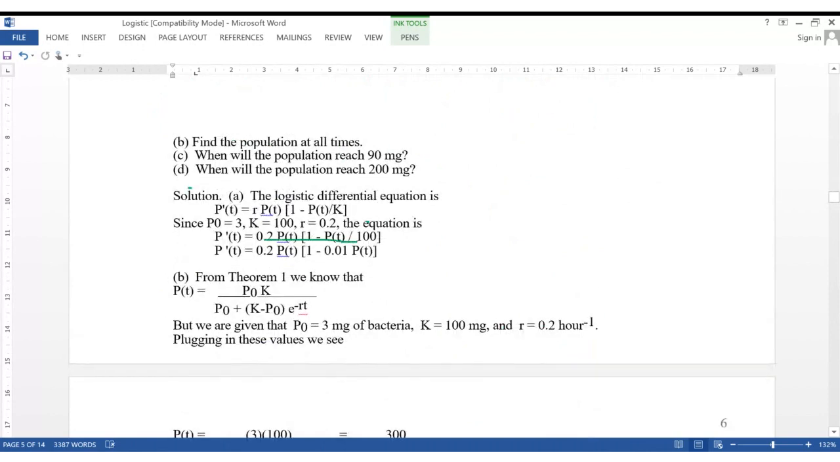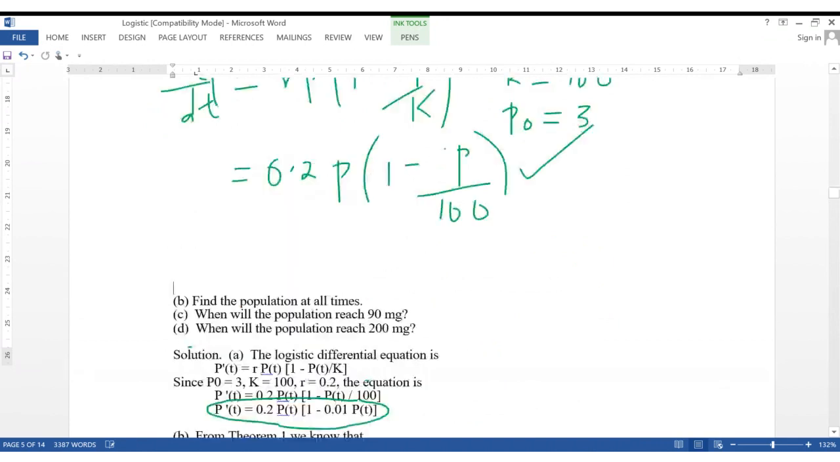Check the final answer. Remember P prime means you have differentiated P in terms of t. So when you see P prime, it means dP over dt. Then we have 0.2. What they have done is divide 1 by 100, that's why they are getting 0.01, but it is still the same thing that we had.